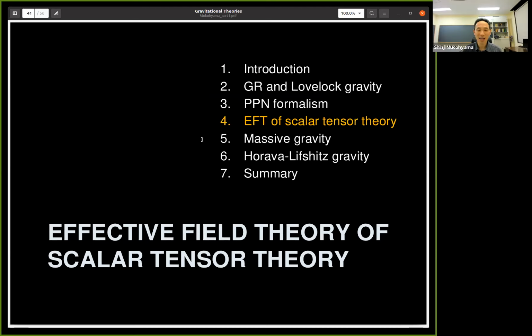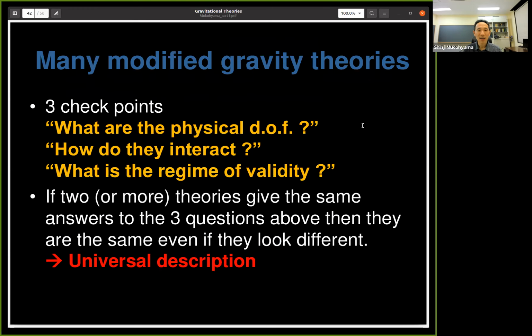So let's move on to the next section, which is about effective field theory of scalar tensor theory. As I said, and as you know, there are many modified gravity theories, a zoo of modified gravity theories. So I think we need to know some checkpoints. Once we are given some theory, which points should we think about? First, we need to know what the physical degrees of freedom in the theory are, and we need to know how they interact.